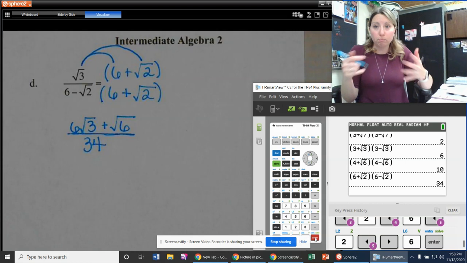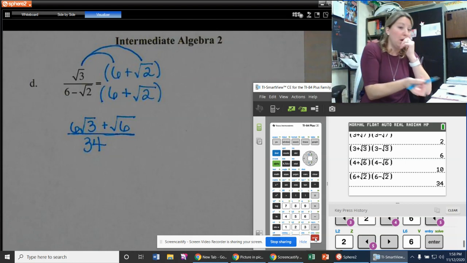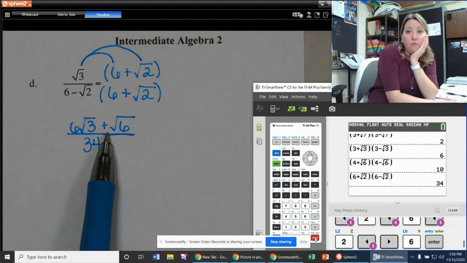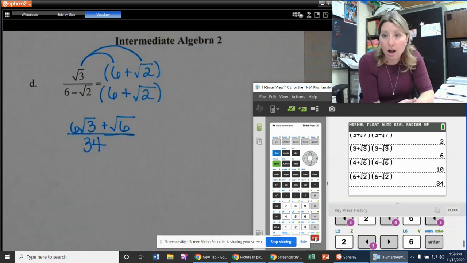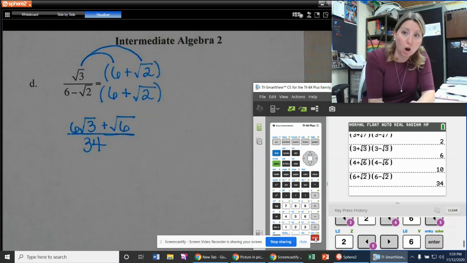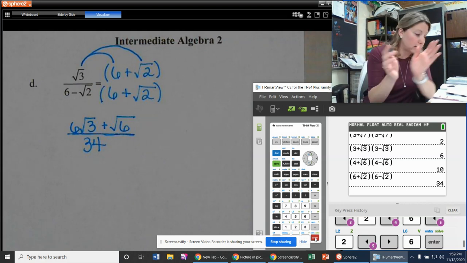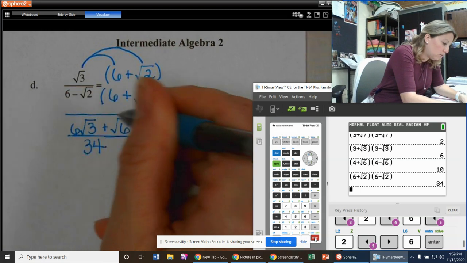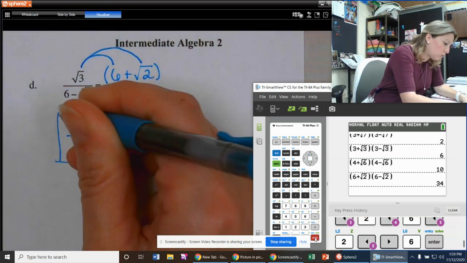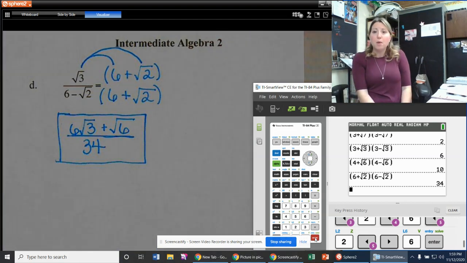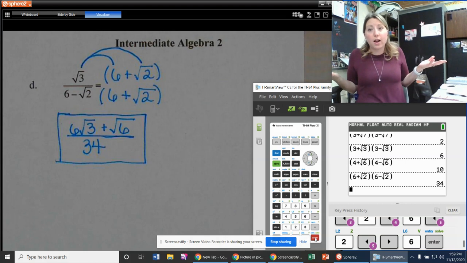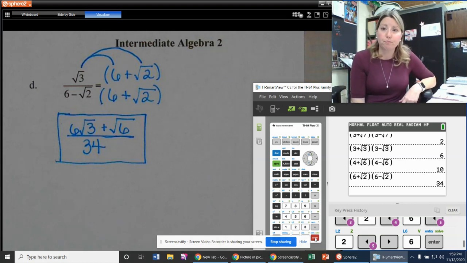Now, the other concern here is that the coefficient in front of radical 6 is a 1. So 1, 6, and 34 do not have a common divisor. So we're done here. In a way, that's kind of easy, because there's nothing more we can do. It's the best we could simplify that. It's rational now because there's no radical in the denominator, so we're good to go.